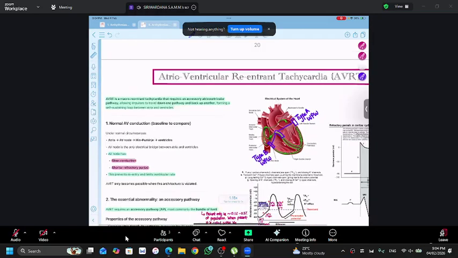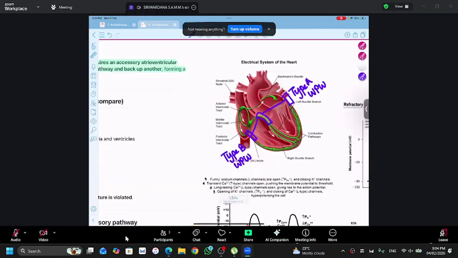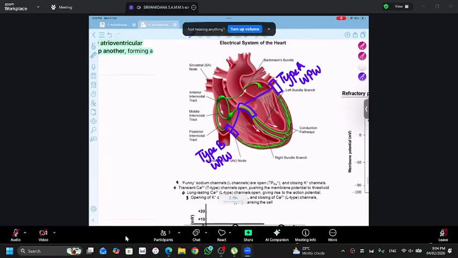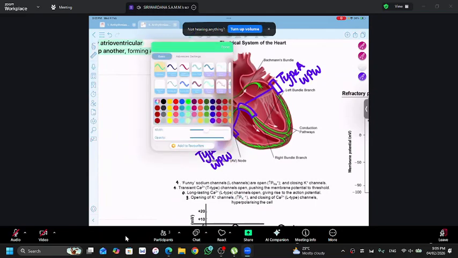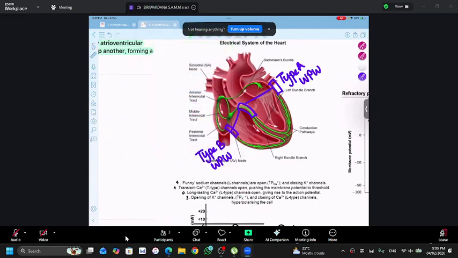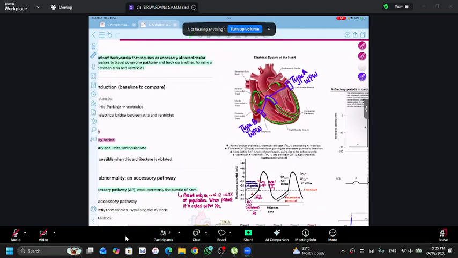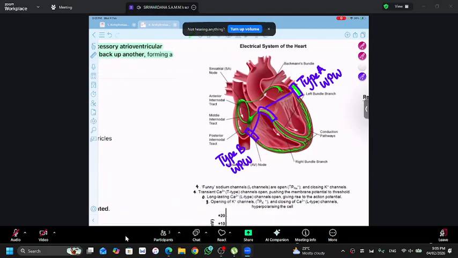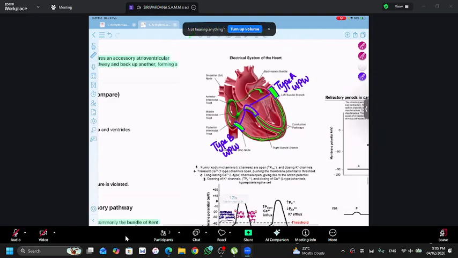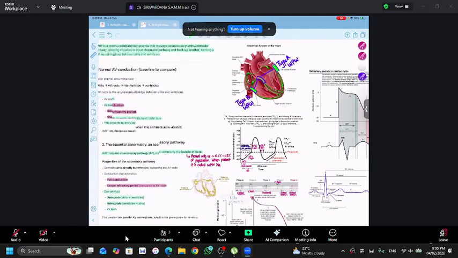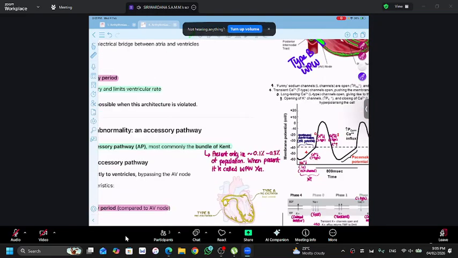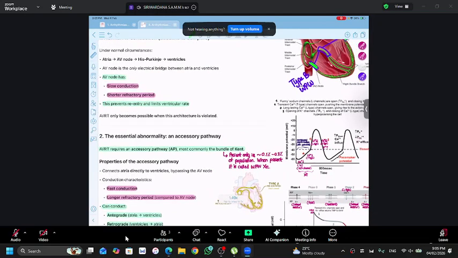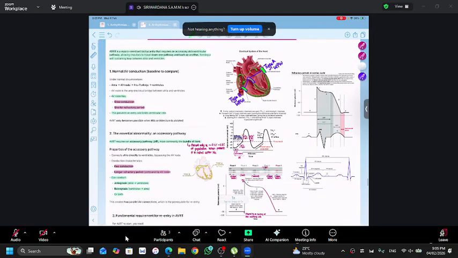So let's go through this mechanism. What is going to happen? Now, let me get another pen. Another thing: there's a specific name for this bundle. It is called the bundle of Kent. That is a name you need to remember. Apparently it is present in 0.1 to 0.3% of the population.